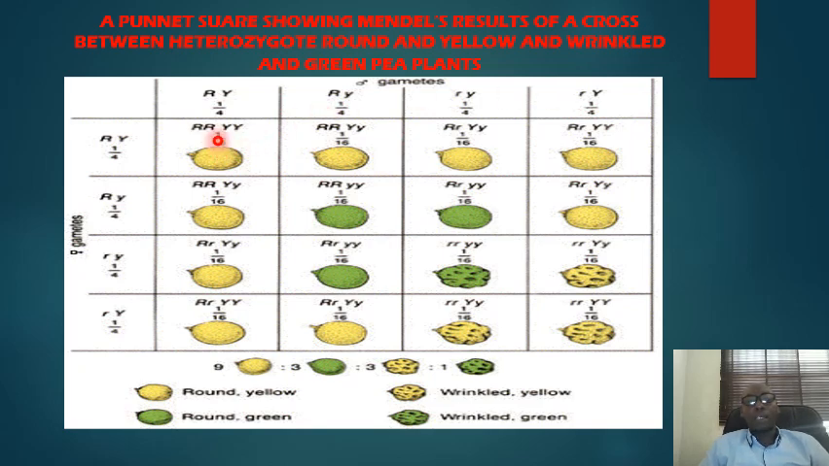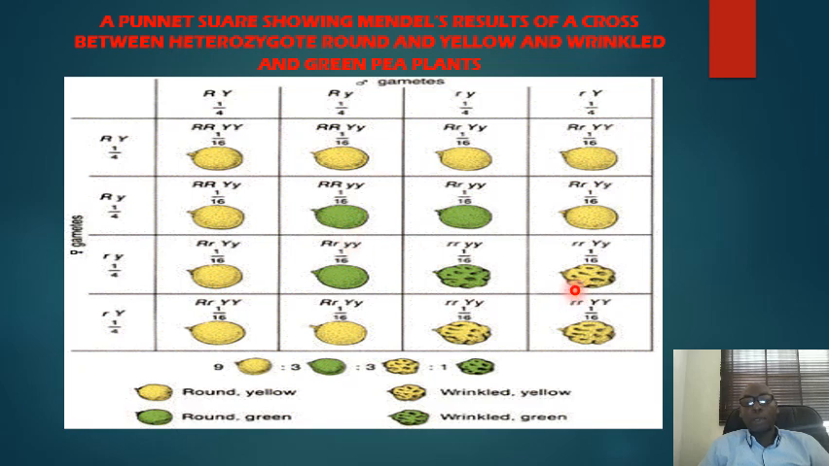You have 9 round and yellow, 1, 2, 3, 4, 5, 6, 7, 8, 9. They are all round and yellow because you have capital R and capital Y in the genotype. We also have round and green, 1, 2, 3. It is round because of capital R, capital R, capital R, which is dominant over small r. And it is green because you have small y, small y, small y.